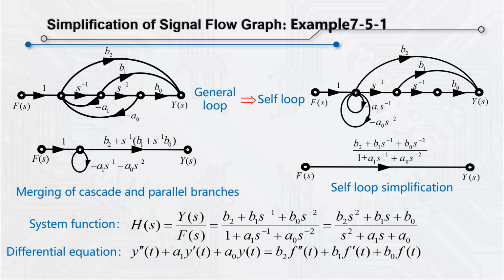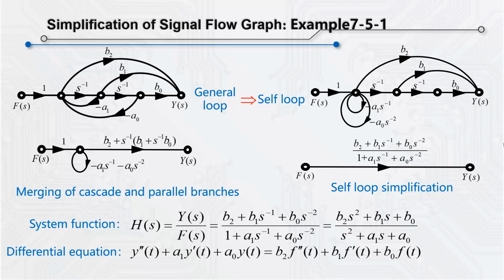For example, this is a signal flow graph. Now let's try to simplify it with the steps introduced above. The first step is to simplify the two loops in the signal flow graph to self-loops, which is to take these two branches with the gain s-1 and split them. The one serves as branches in the forward path, the other forms branches in the self-loops.